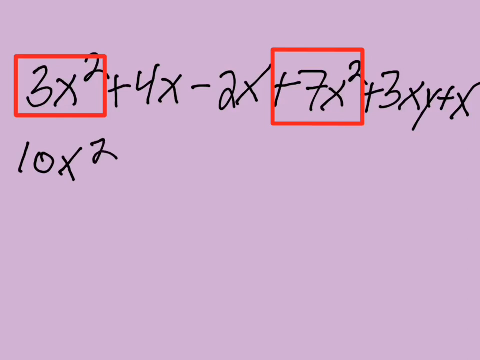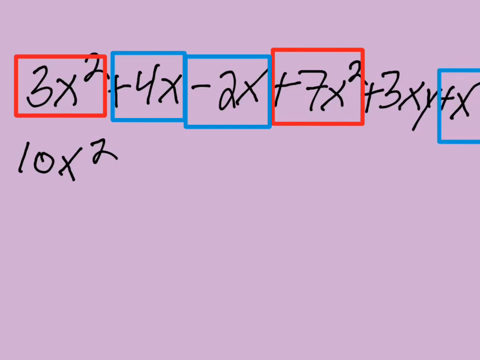And now let's jump to the next term that's not been selected yet. That would be a 4x. Oh, look, there's a minus 2x, and there's a plus x. Well, that means we have 4x's minus 2x's, that gives us 2x's, plus x, that means plus 1x. So 4x minus 2x plus 1x is equal to 3x's. So we say we have plus 3x.